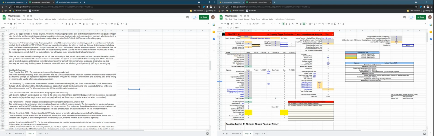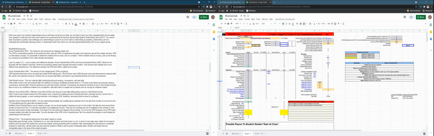All right. Next, I want you to go down and look at loss to lease. Loss to lease is the difference between the gross potential rent and the gross scheduled rent. So if a T12 has gross potential rent on there and the loss to lease, but not the gross scheduled rent, and a lot of the times you won't see the gross scheduled rent on there, you just subtract the loss to lease, and that will give you the scheduled rent.